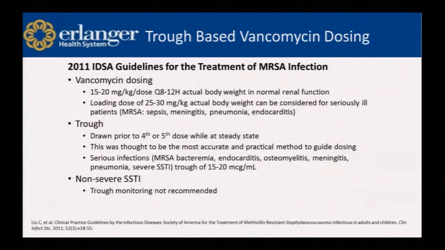So now I'd like to go over the current guidelines we are all probably most familiar with in practice, which is the 2011 IDSA guidelines for the treatment of MRSA infection. As we all know, vancomycin dosing is recommended to be 15 to 20 mg per kilo per dose every 8 to 12 hours using actual body weight in patients who have normal renal function. Loading doses of 20 to 30 mg per kilo can be considered for seriously ill patients.